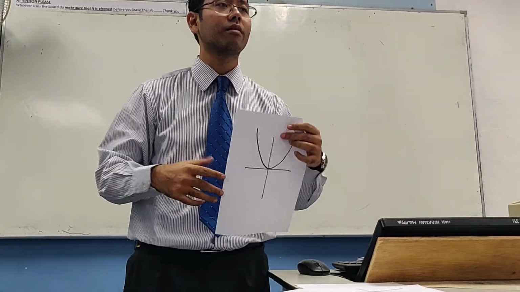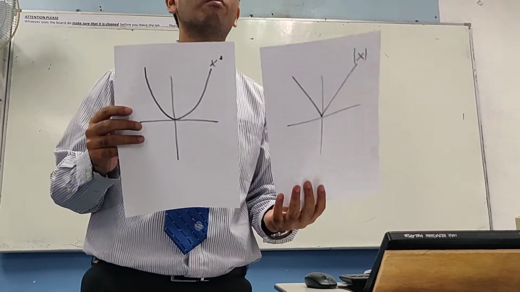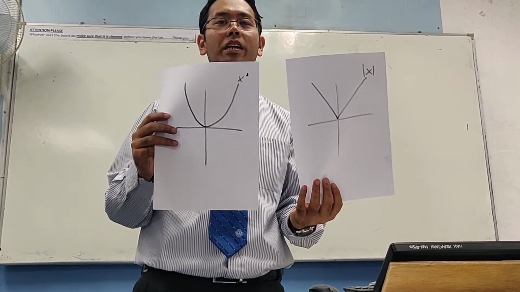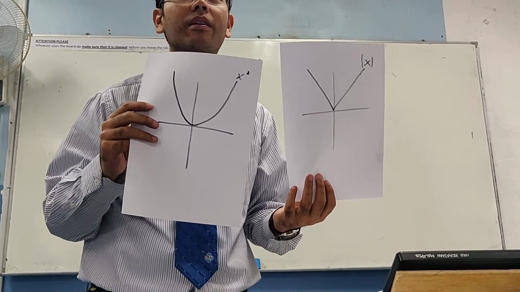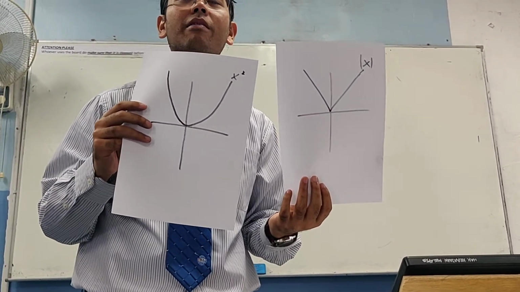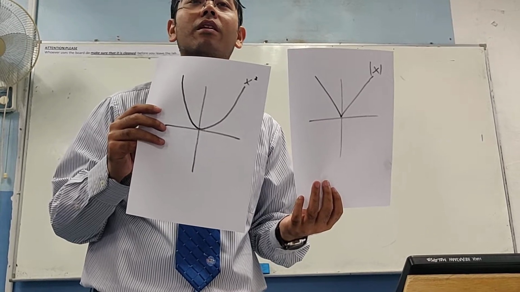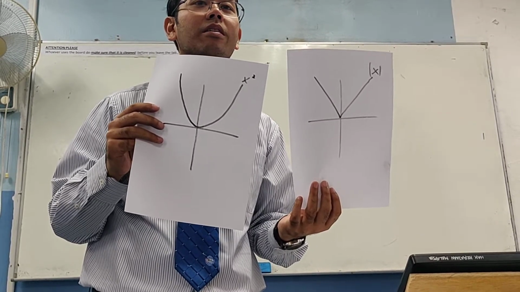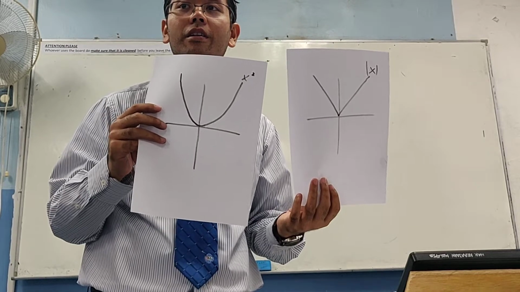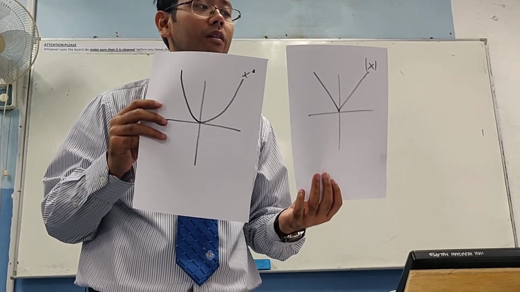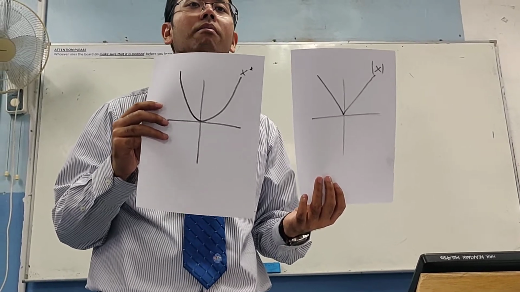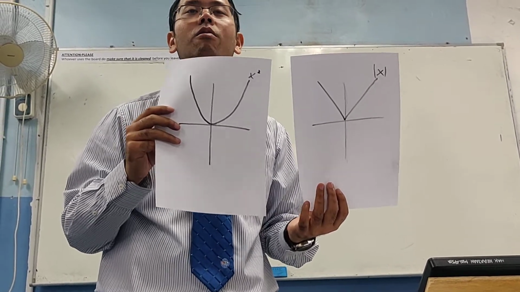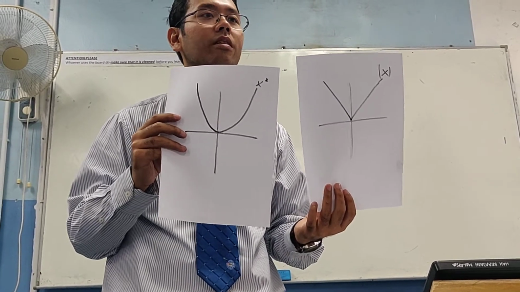Okay, I want you to revisit for a while this graph of x squared and modulus x. What can we say about these two graphs? I mean, what kind of relationship? Is it one-to-one? It's many-to-one. Many-to-one, what does it mean? It's a function, but it doesn't have an inverse. Now, what does it mean by it doesn't have an inverse?